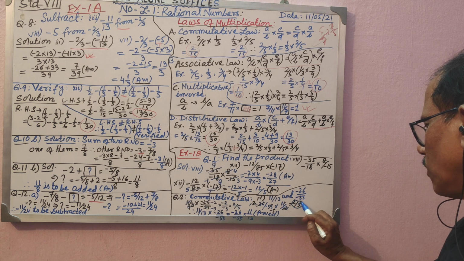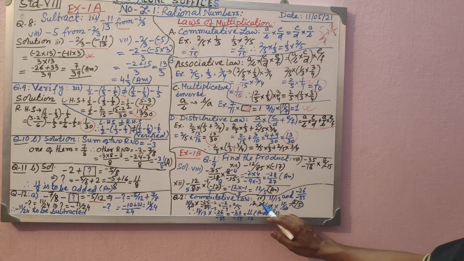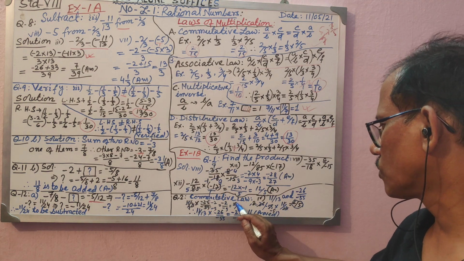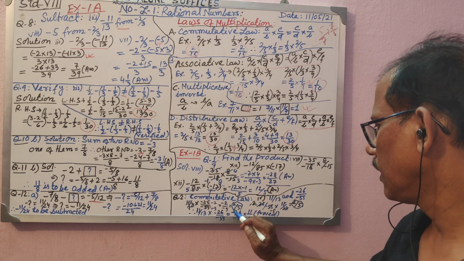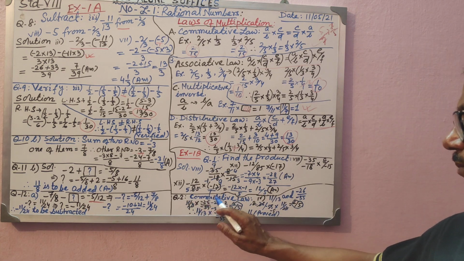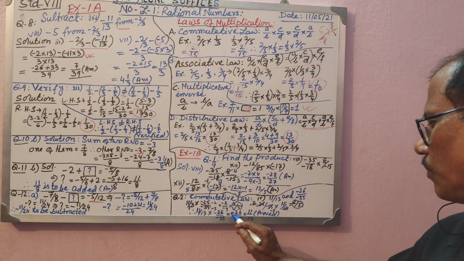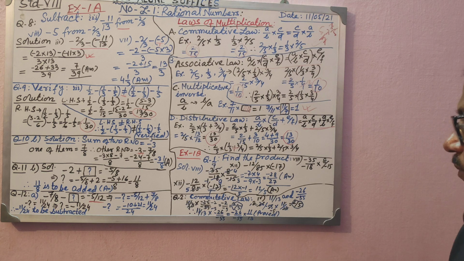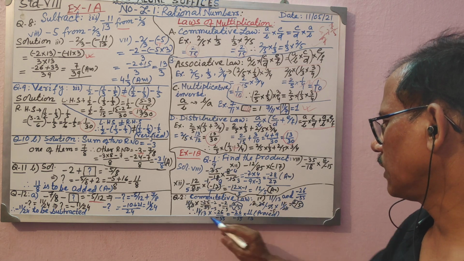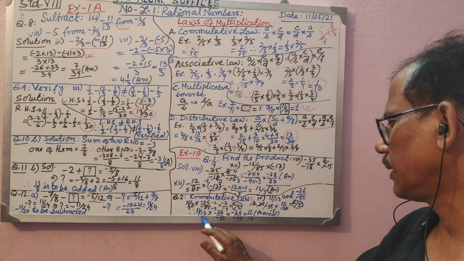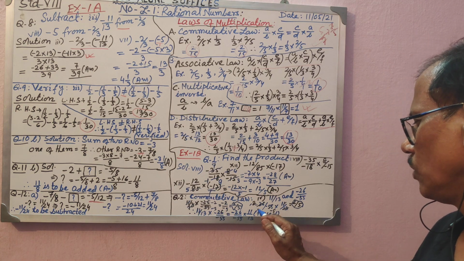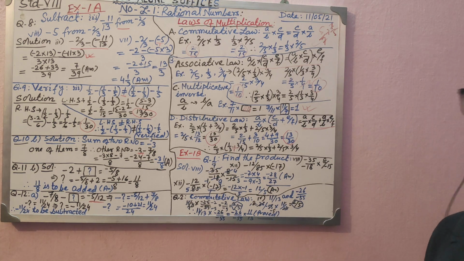So minus 2 by 5 on this side also, when you are multiplying minus 26 by 55 with 11 by 13. Both sides the values are the same. So commutative law is satisfied for multiplication also. You will write down, therefore, 11 by 13 into minus 26 by 55 is equal to minus 26 by 55 into 11 by 13, proved. That you have to write down.